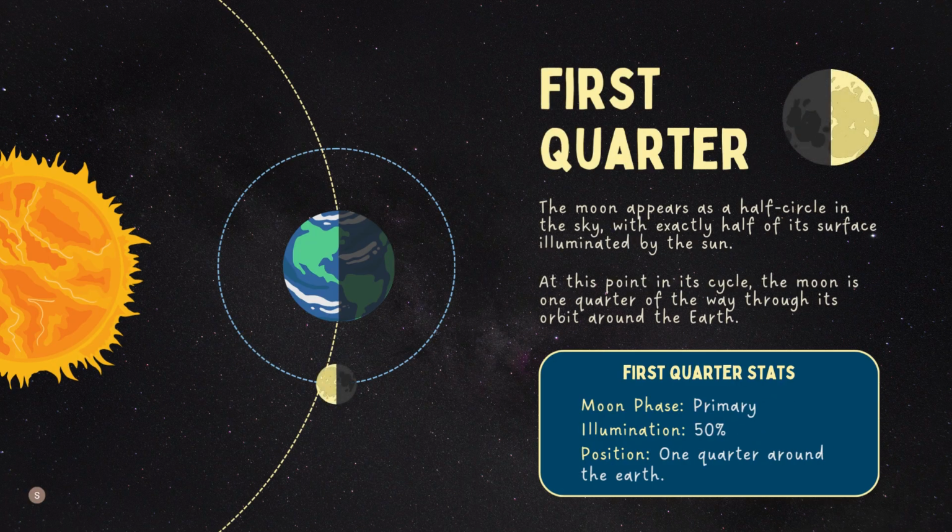The next phase is the first quarter moon, and it looks like it's at the bottom of the earth. So the sun's light is halfway falling on the moon, but the other half is still dark. So this is called a first quarter moon, where the right half of the moon is lit, but the other half is not. This shows the 25% mark of the lunar phase.